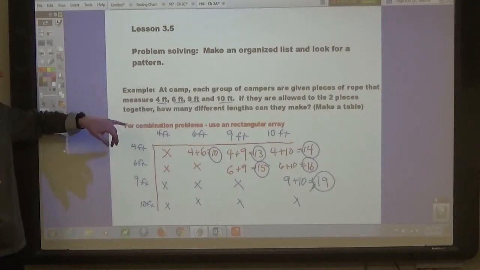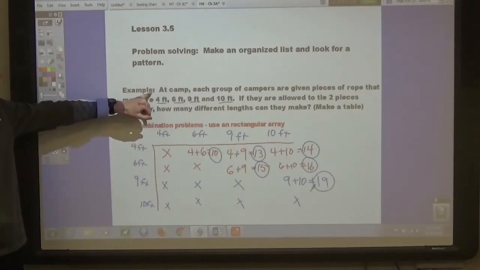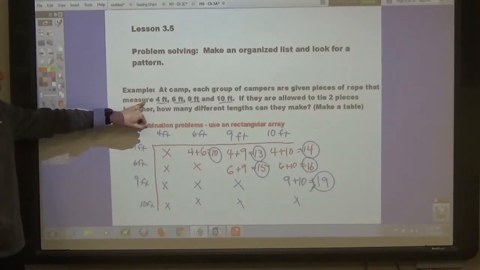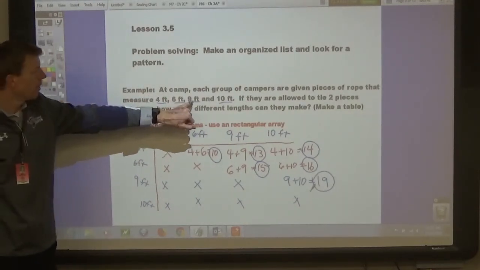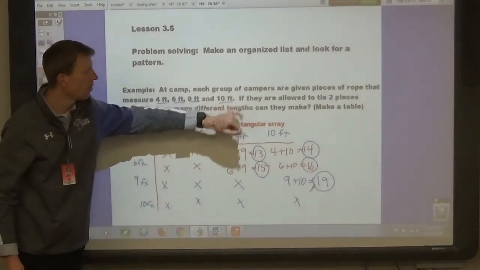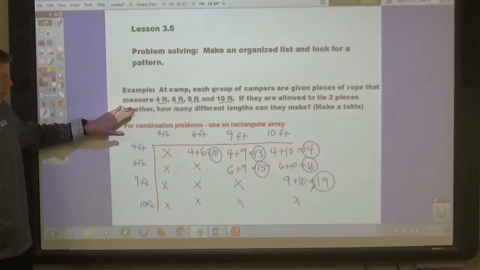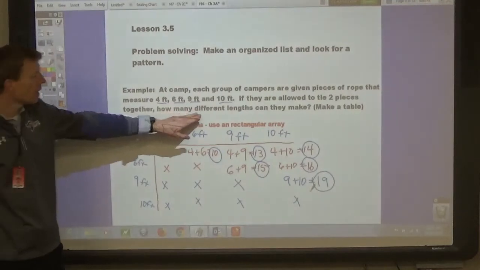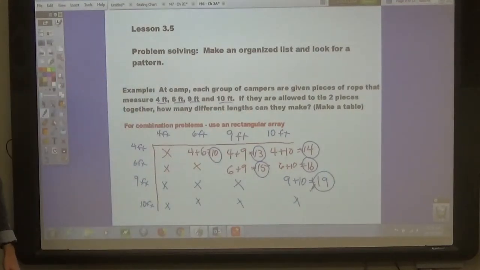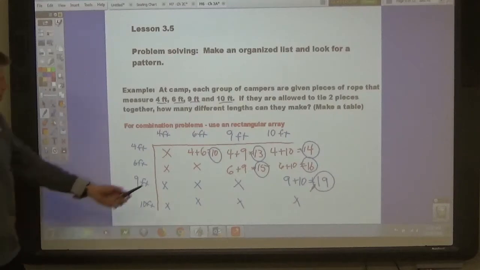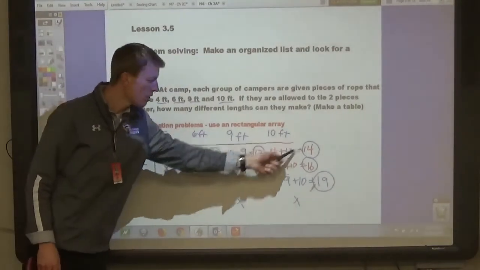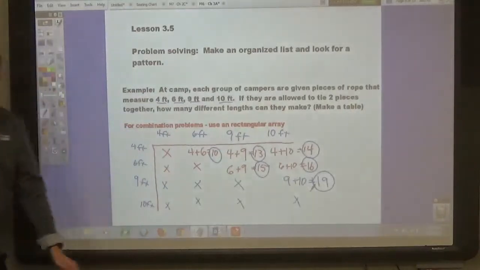Now, let's see if that answers the question. At camp, each group of campers is given pieces of rope that measure 4-foot, 6-foot, 9-foot, and 10-foot. If they were allowed to tie 2 pieces together, how many different lengths can they make? How many different lengths could they make? Calvin? 6. They could make 6 different lengths. Okay, and then you can just count to see the different lengths.